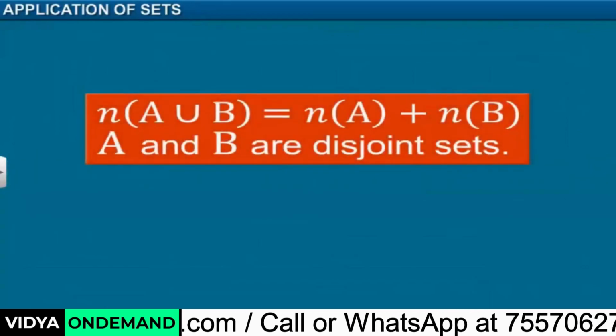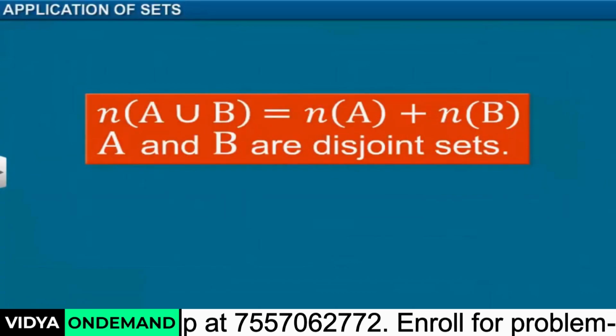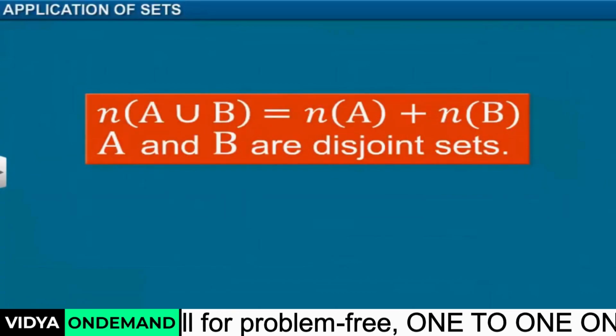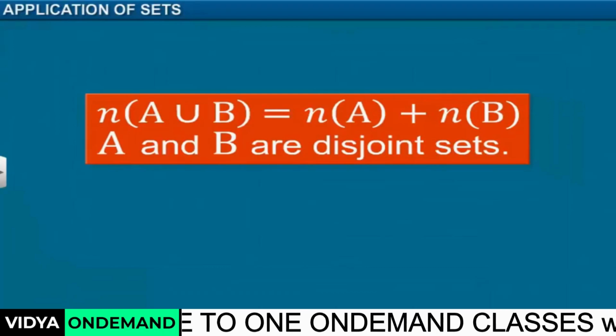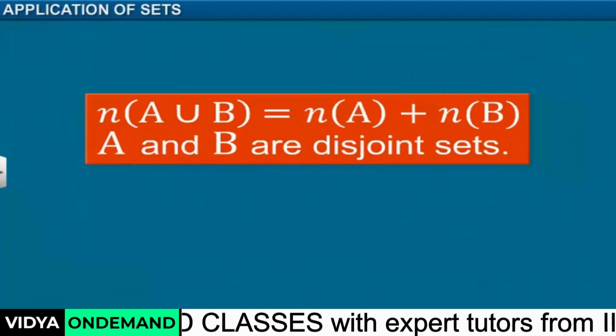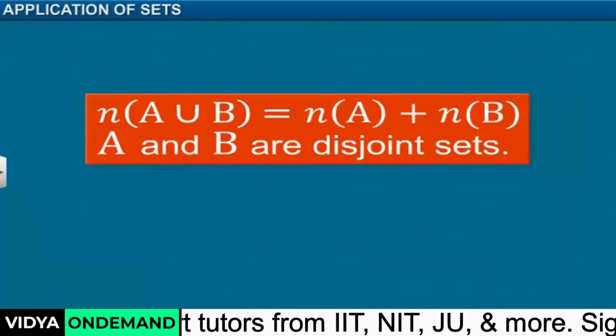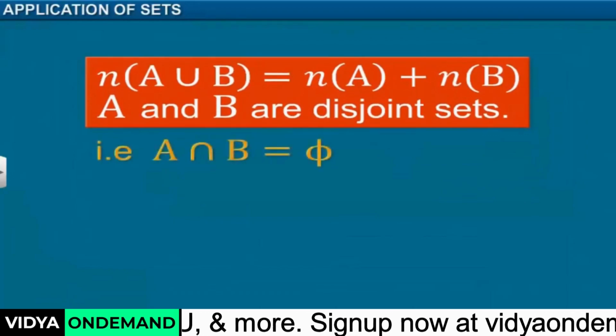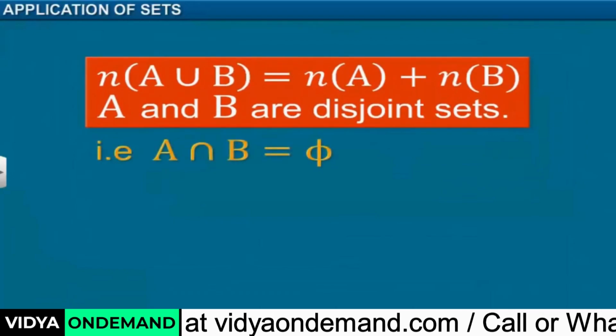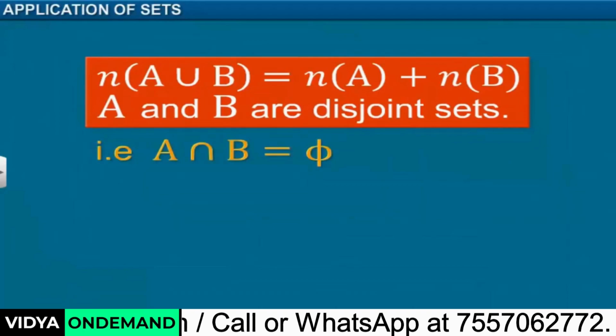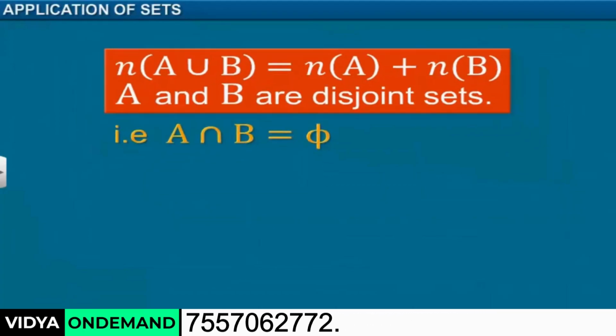To begin with, we will verify the relation n of A union B is equal to n of A plus n of B, provided A and B are disjoint sets. Let's verify the relation using an example.